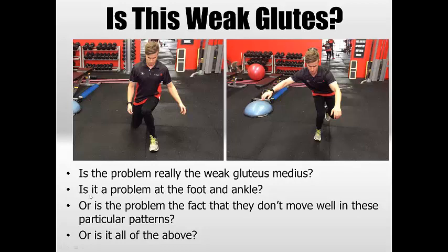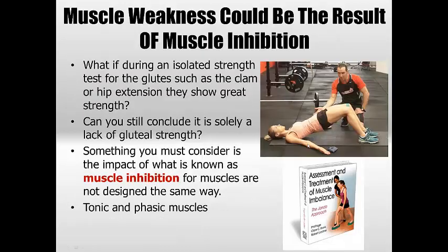So is it a problem at the foot or ankle and not a weak glute, or is the problem the fact that you didn't know how to move well, or is it all of these things? They're the things that you need to have an assessment to really work out, to know where to start. Because muscle weakness could be the result of muscle inhibition.